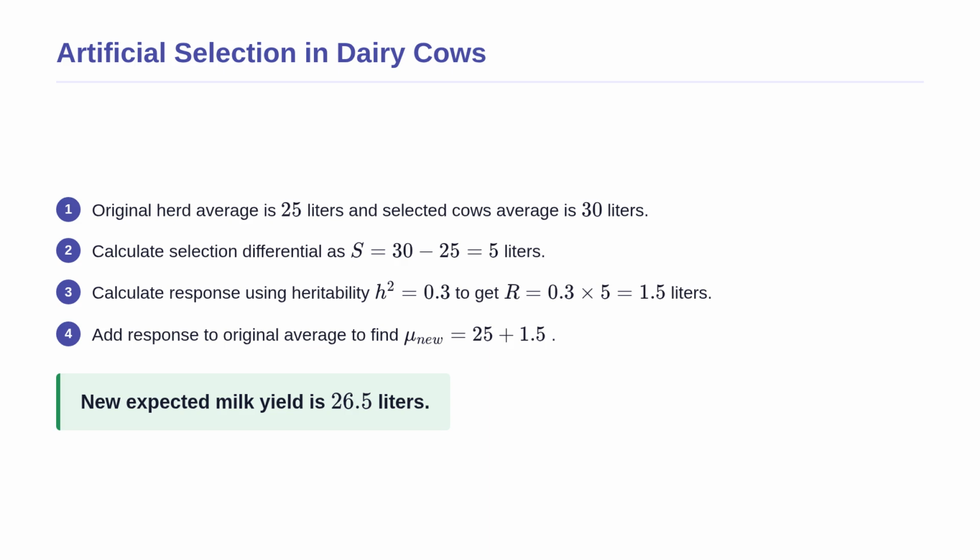Because milk yield is heavily influenced by diet, the heritability is lower at 0.3. We multiply 0.3 by 5 to get an evolutionary response of 1.5 liters. Adding this to the original 25 liters, the new generation will average 26.5 liters per day. Notice how the lower genetic variation limited the evolutionary speed.